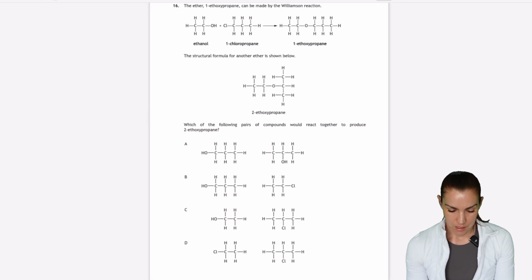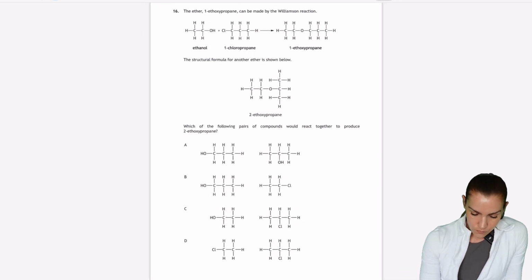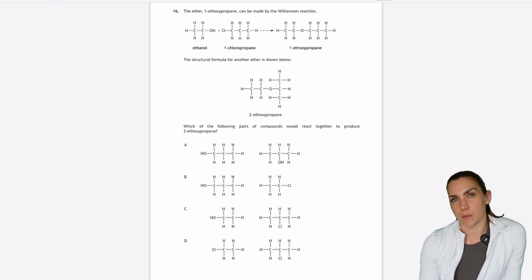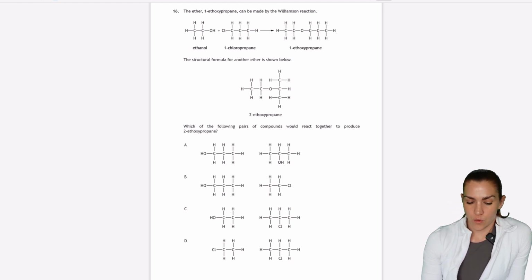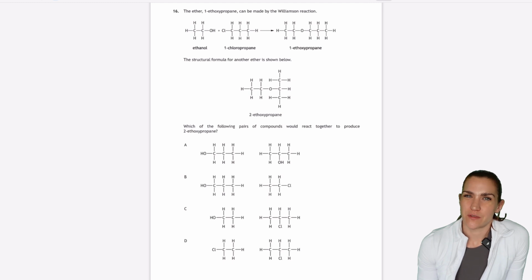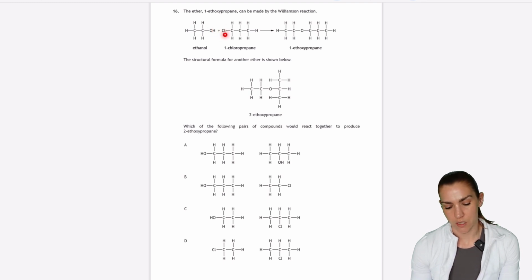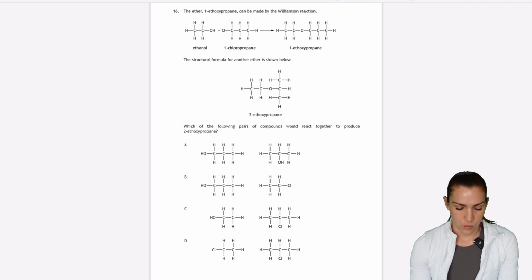So then 16 is a bit of a problem-solving question, and you're shown a reaction, and then you're asked to work out which pairs of molecules would then give you the compound that they've shown there, 2-ethoxypropane. So what you want to do is kind of play a bit of a game of spot the difference with yourself. So if you look at the example you've been given, how has this changed? Well, we can see the H from the OH has come off, as well as the chlorine from this molecule here. So what we want to do then is apply that to this.